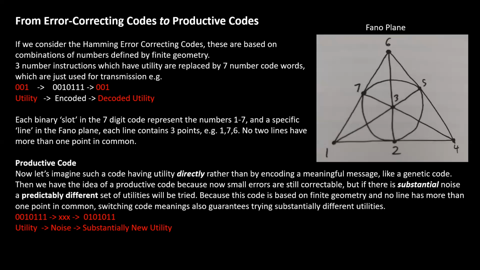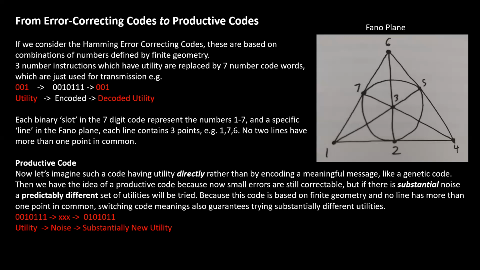So if we think about that, then you have that property that if there is a small amount of noise, it could still have that function of error correction, right? Because certain codes would be recognized and others would not, because we have these meaningful code words. But if there is substantial noise, then you'd end up with a different code to the one sent. That would have a different set of utilities to the one that was originally sent. So if you imagine a mutation, you would know that the mutation is now trying a new set of utilities rather than a similar set of utilities to the one tried before.